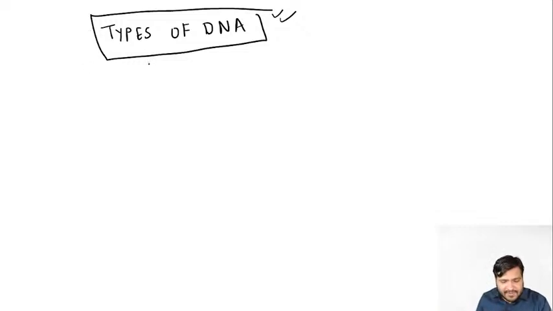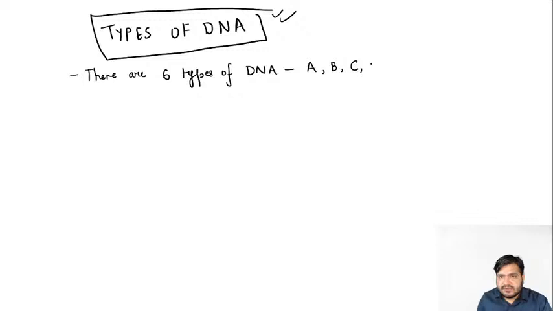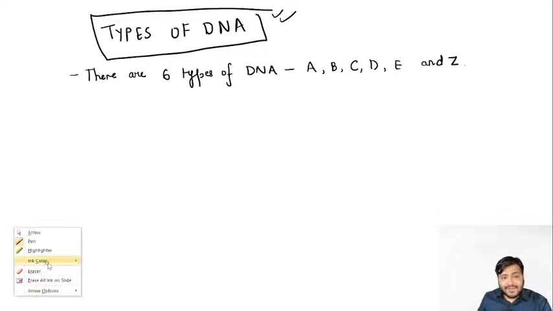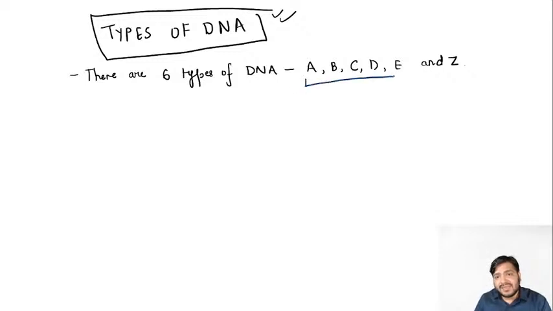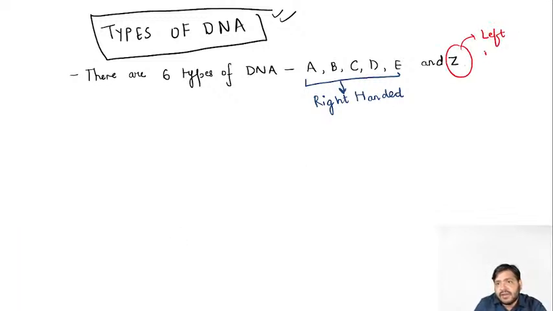Now guys, we'll start with the types of DNA. Remember that there are 6 types of DNA: A, B, C, D, E and Z. I have written Z a little away from the others because there is a major difference: A, B, C, D, E are all right-handed DNA, arranged in a right-handed fashion, whereas Z is basically a left-handed DNA.